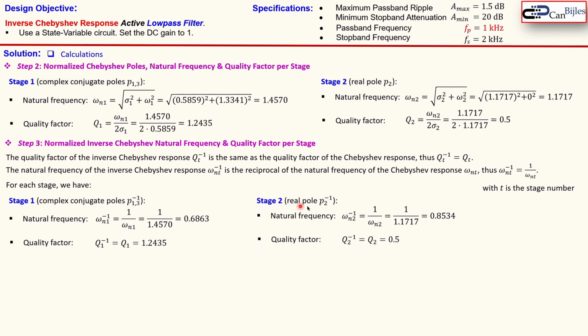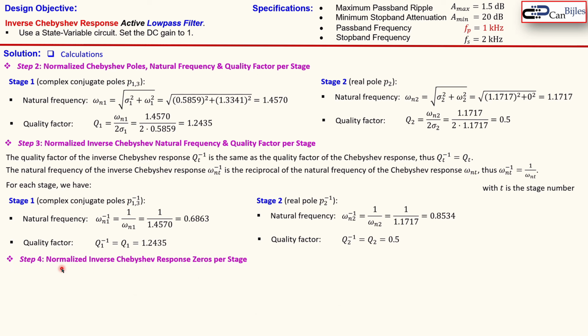For stage 2, similar form, again the p2 will be then inverse, so that will be this to the power minus 1, just to refer to that, and then you get 1 over that, and you get 0.8534. The quality factor is exactly the same as before, so we take here 0.5.